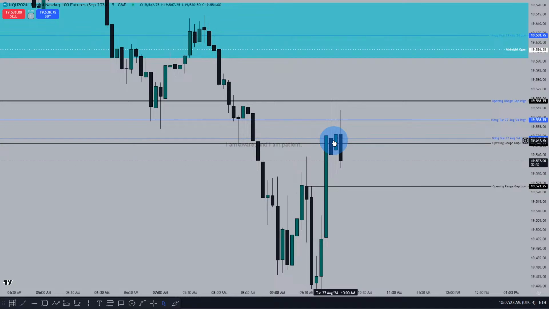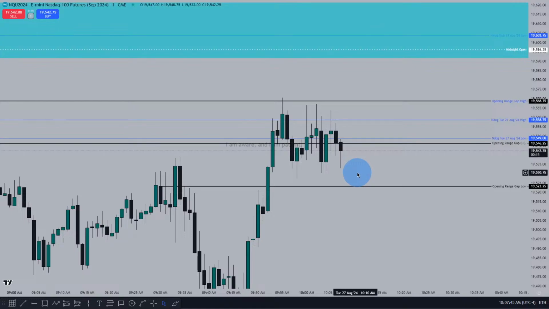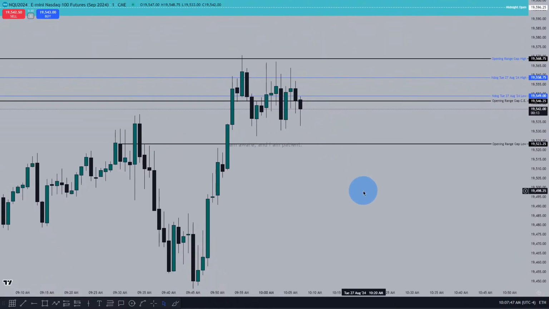And we're just now have this small gap here. Well, small is kind of big, but this gap could be a zone for price to trade into. Watching price is so boring.